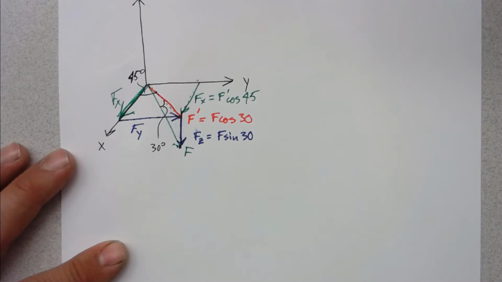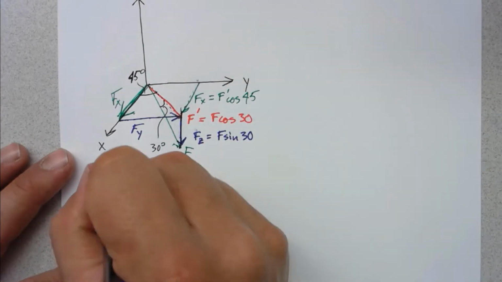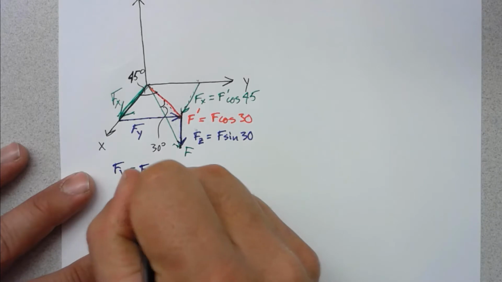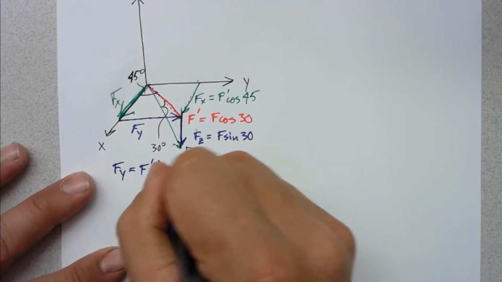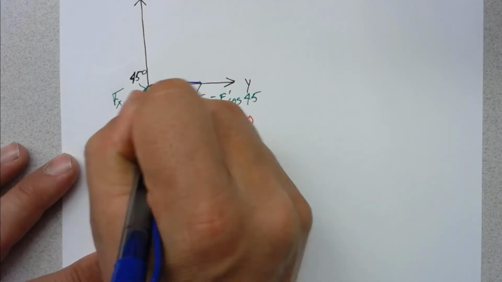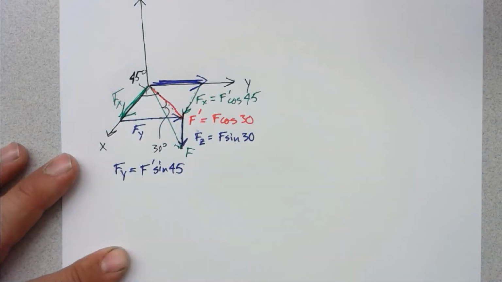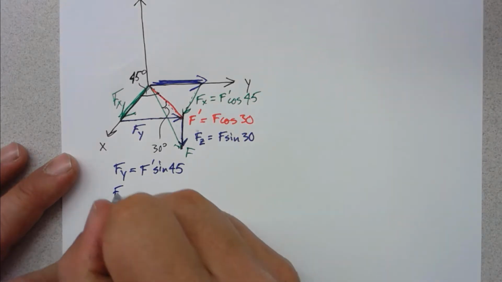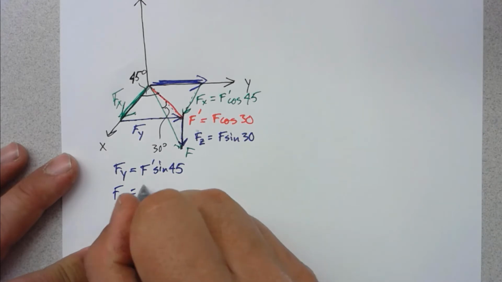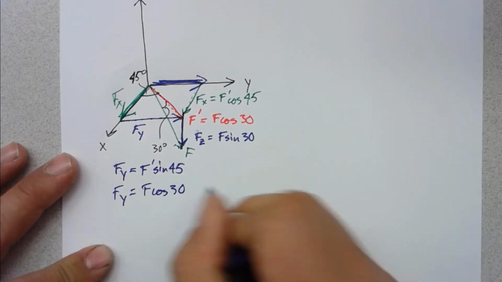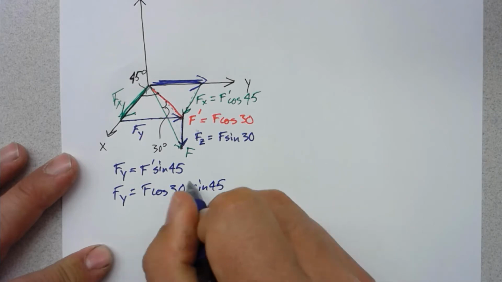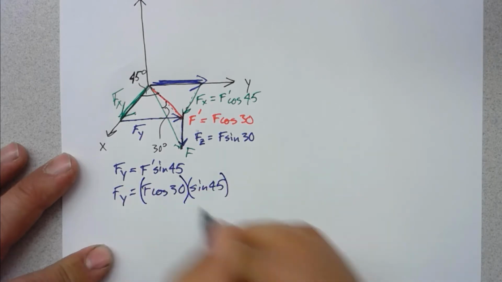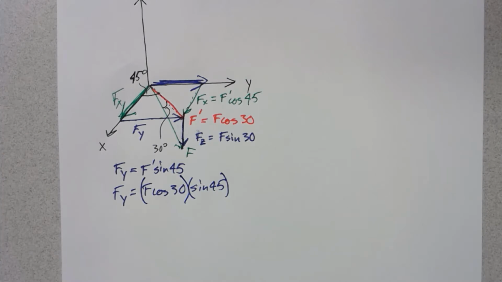Then I'll do the same thing for F sub y. F sub y is going to be equal to F prime times the sine of 45 degrees. So that's going to be this guy here. We could also say that F prime is actually F cosine 30, so then times sine 45. Does that make sense?